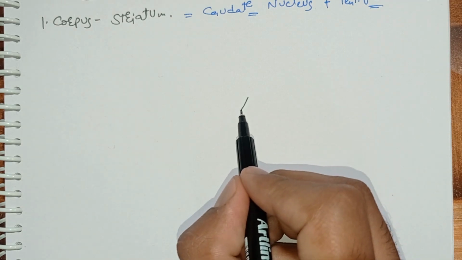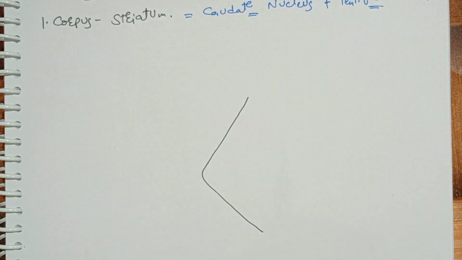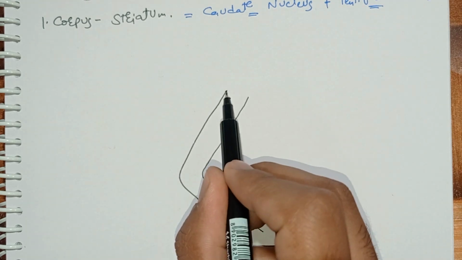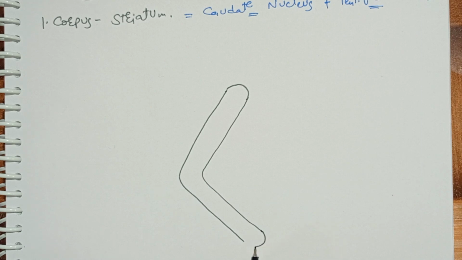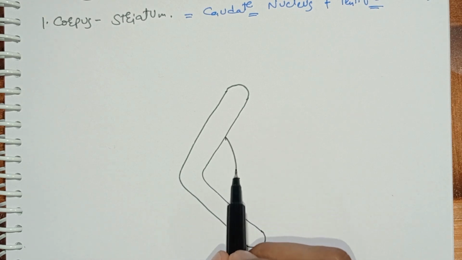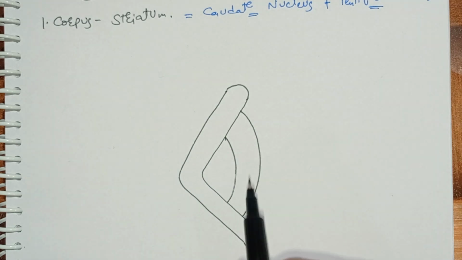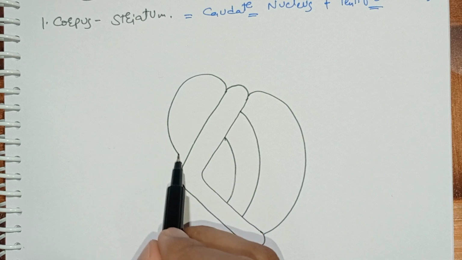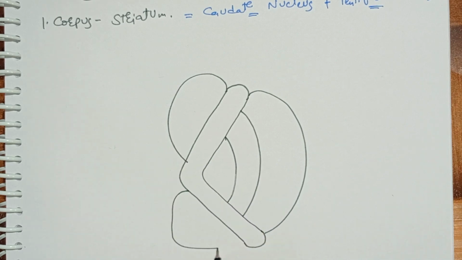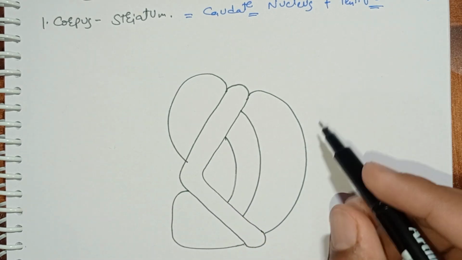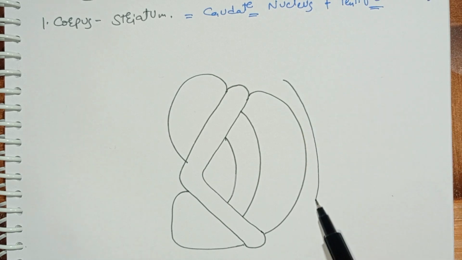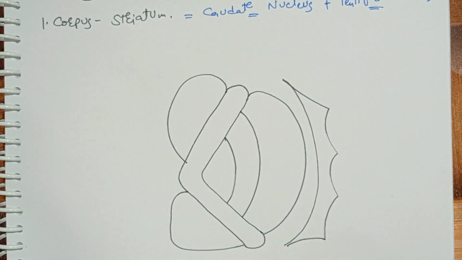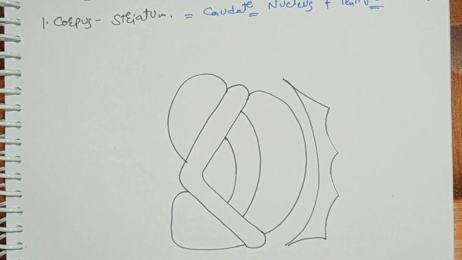First, you will make an angle-like structure in this manner. This is the first structure you made. Then in this angle you will make three lines: 1, 2, and 3. From here you'll make another structure like this, and from here another structure like this, and you will join its endpoints like this. Clearly, this is the diagram of the basal ganglia.